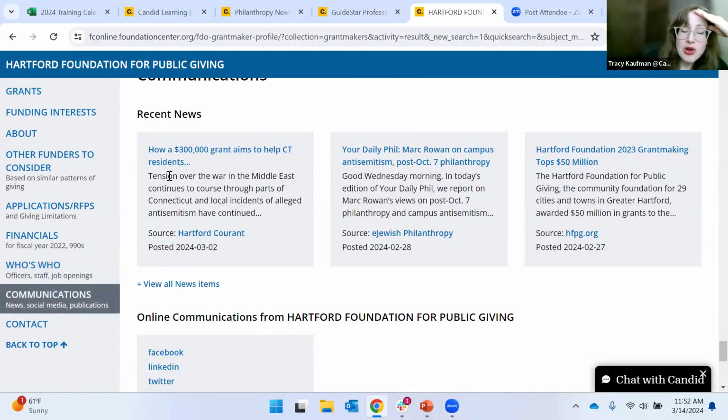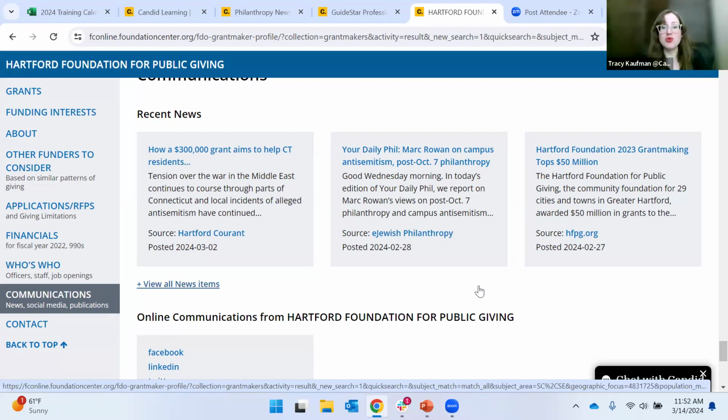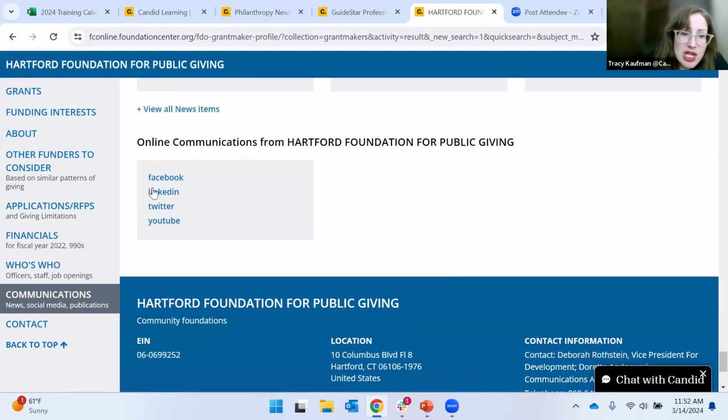Communications, I mentioned earlier that we have our own news website at Candid. And so this is the part where our news items feed into the database, and you can find out, has the Hartford Foundation for Public Giving been in the news recently? Apparently, yes.